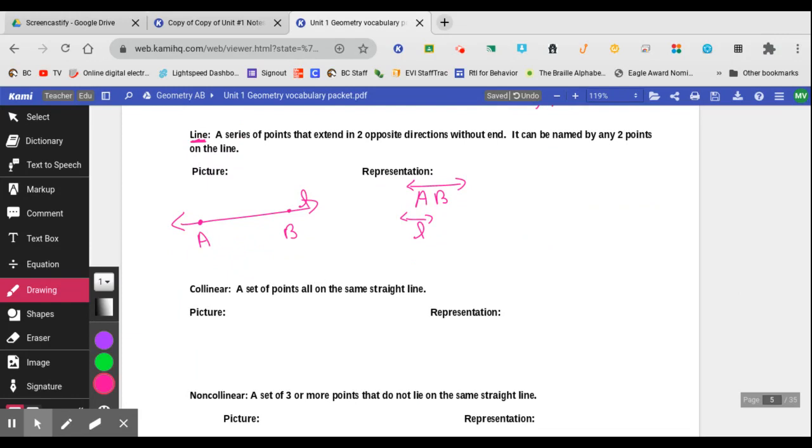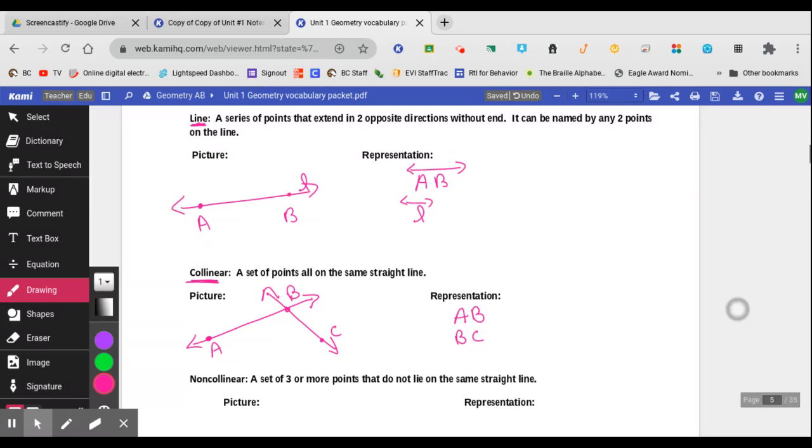Collinear. This is a defined term. It's the set of points that are on the same straight line. So if I draw 2 lines, A and B are collinear, and B and C are collinear. And that's really all that means.